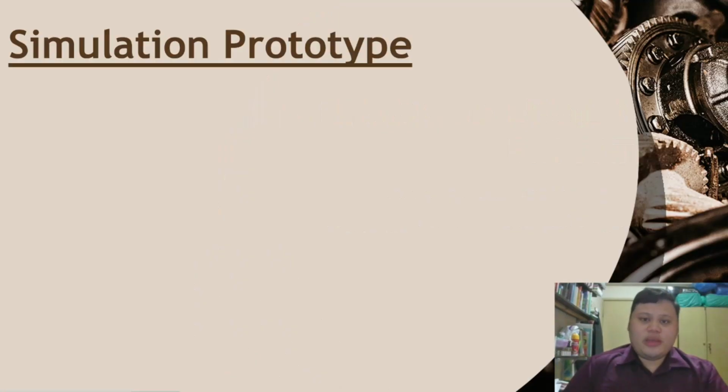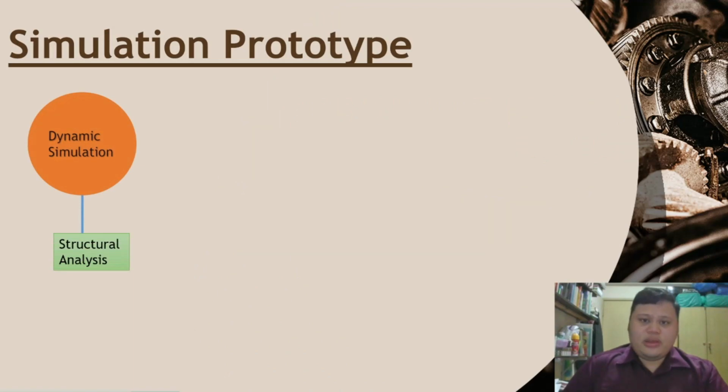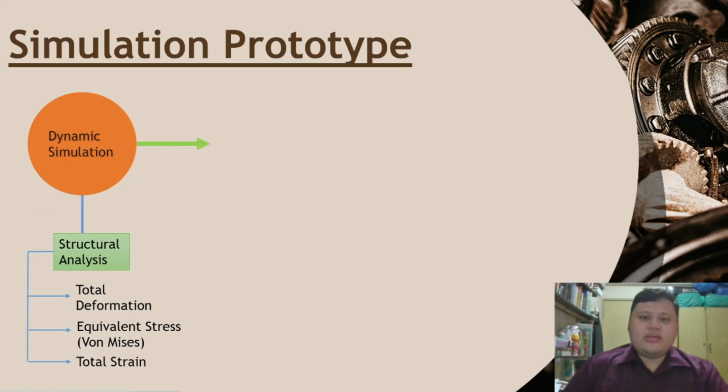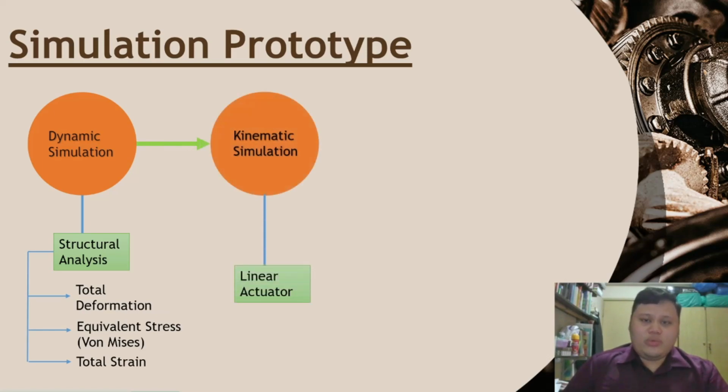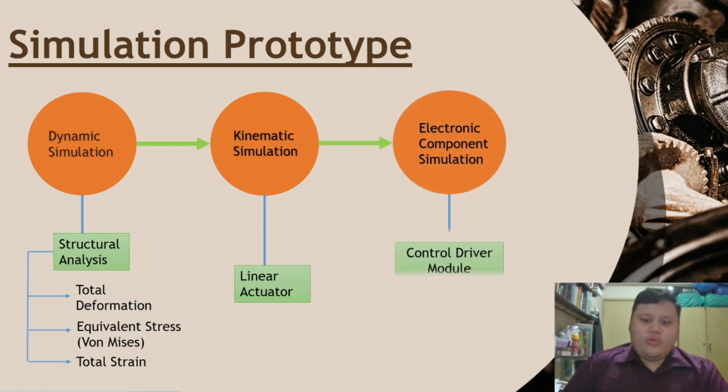In simulation prototyping, we use dynamic simulation to simulate the structural analysis. It consists of total deformation, von Mises stress or equivalent stress, and total strain. The second simulation we do is kinematic simulation, where we use a linear actuator and simulate how it reacts and how it applies in real life for our 3D design. The third one is electronic component simulation, where we use the control driver module and simulate in Proteus software the functionality of our 3D design.